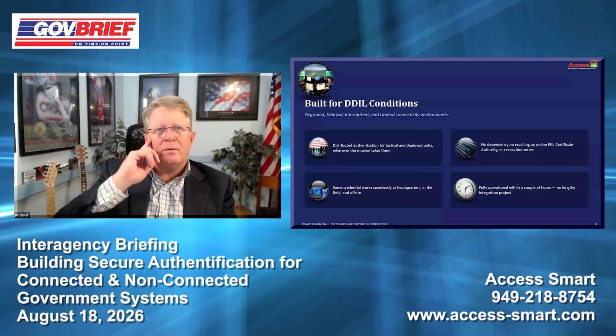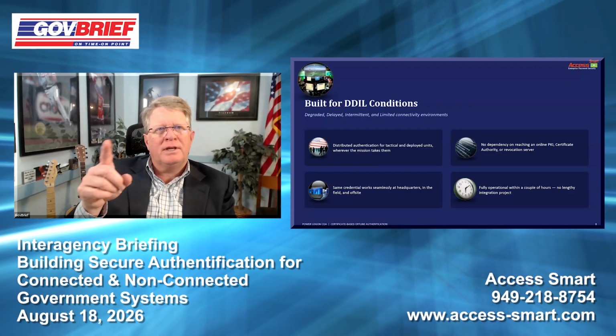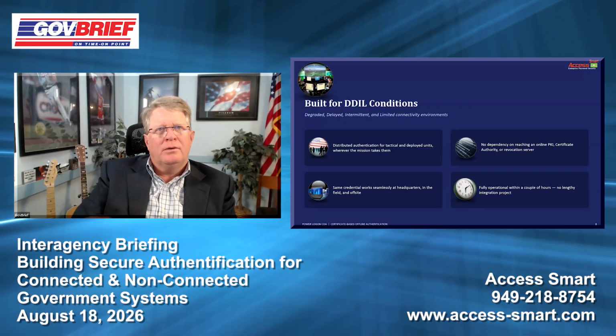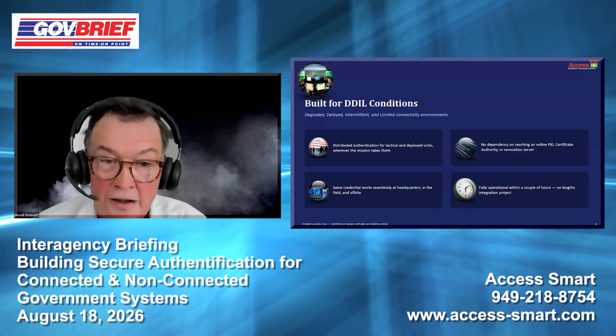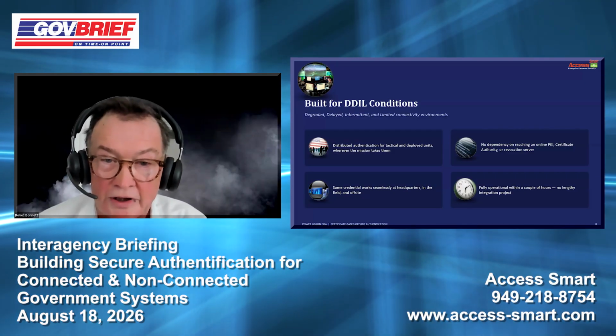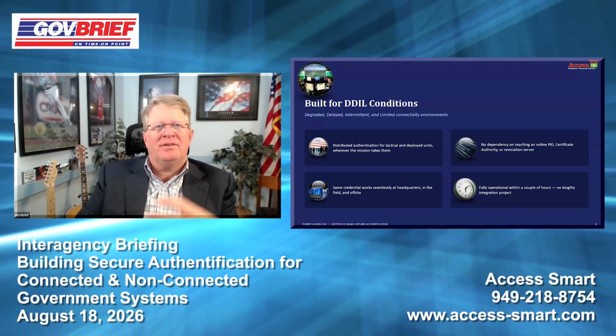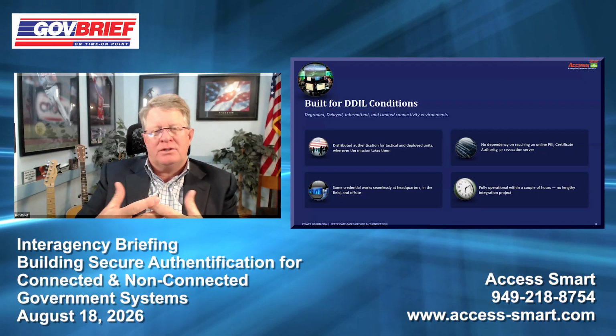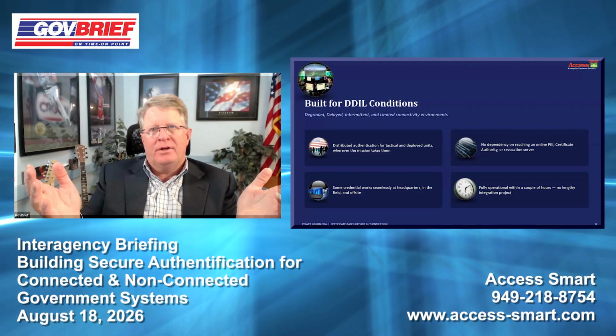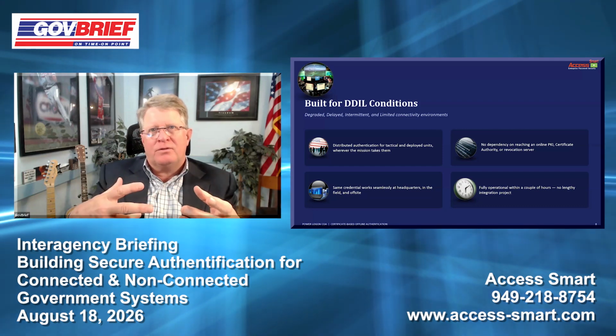And you mentioned this a little bit before, but DDIL stands for, what does that stand for again? Degraded, delayed, intermittent, and limited connectivity. So all of these conditions, any agency can have varying levels of this, right?